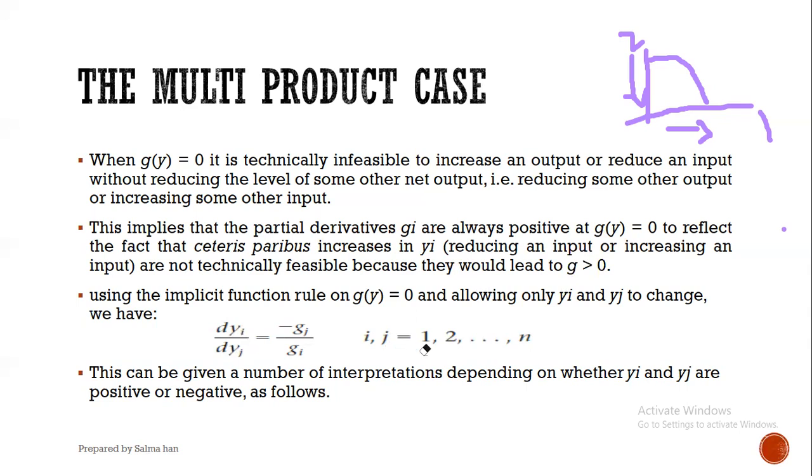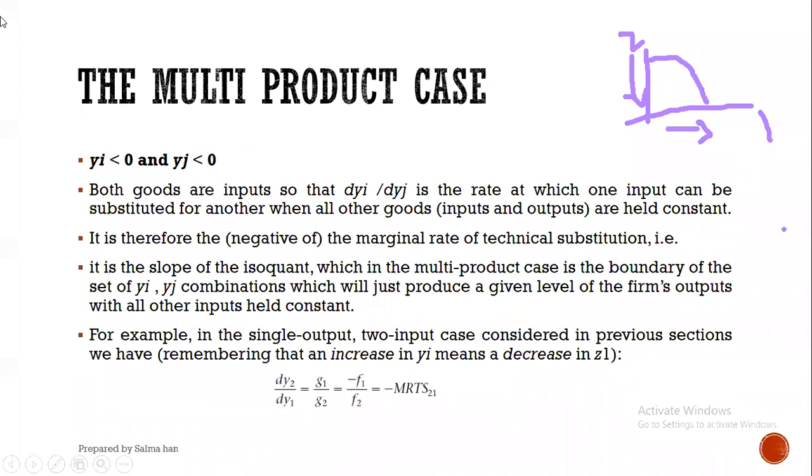Here i and j both refer to the goods used in the production function. It starts from 1, it is a positive number and it can move on to any finite number, given the number of goods that are produced by the firm. This can be given a number of interpretations depending on whether yi and yj are positive or negative, as follows. Now, what are the different interpretations? We will move to them.